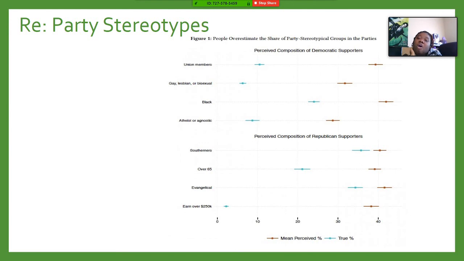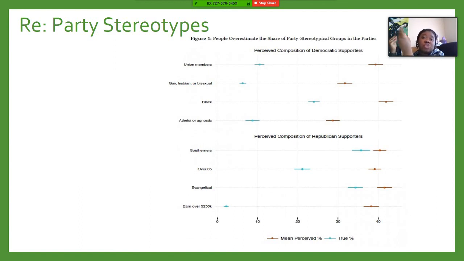And so all this chart shows is the perceived composition of Democratic supporters as well as the perceived composition of Republican supporters. This ties back into when I was asking you all to describe the average Democrat, the average Republican, what you all think is the average person that watches MSNBC or the average person that watches Fox News.